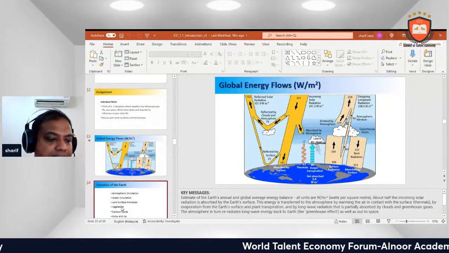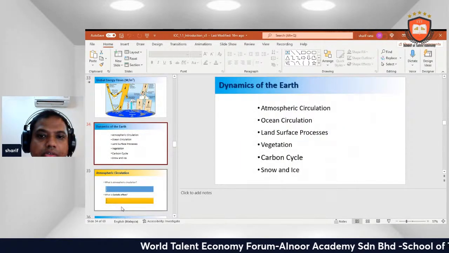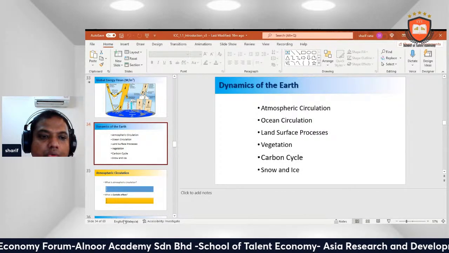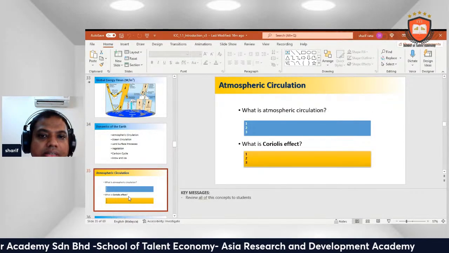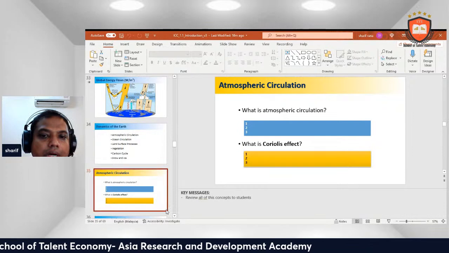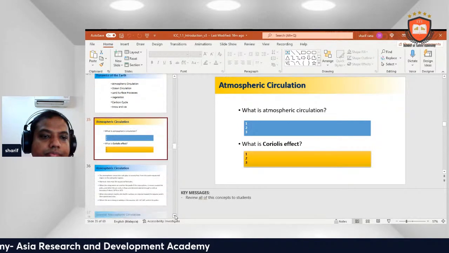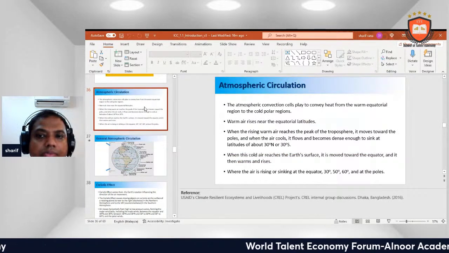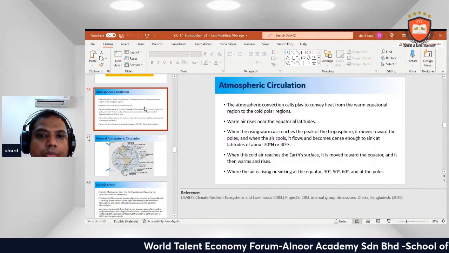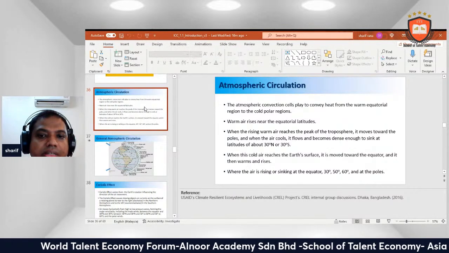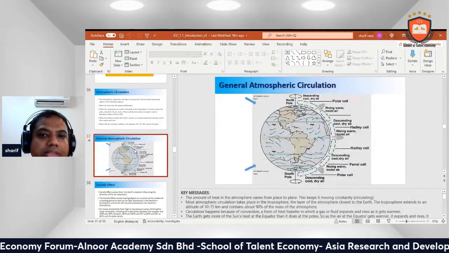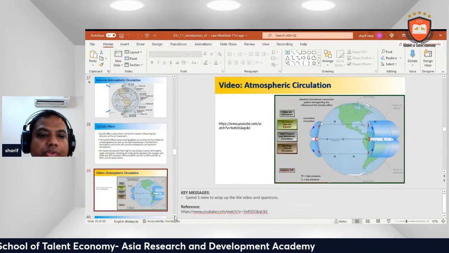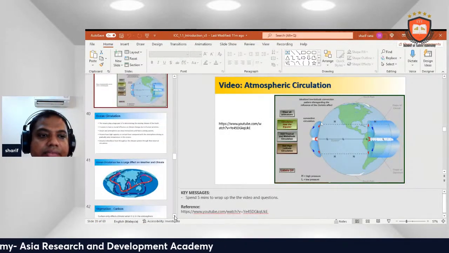Global energy flow, dynamics, atmospheric circulation, ocean circulation, land surface processes, vegetation, carbon cycle, snow and ice. Atmospheric circulation: what is atmospheric circulation? What is the Coriolis effect? Atmospheric circulation conveys heat from the warm equatorial region to the cold polar regions. Warm air rises near the equatorial latitudes. General atmospheric circulation and the Coriolis effect are many important and very effective things.